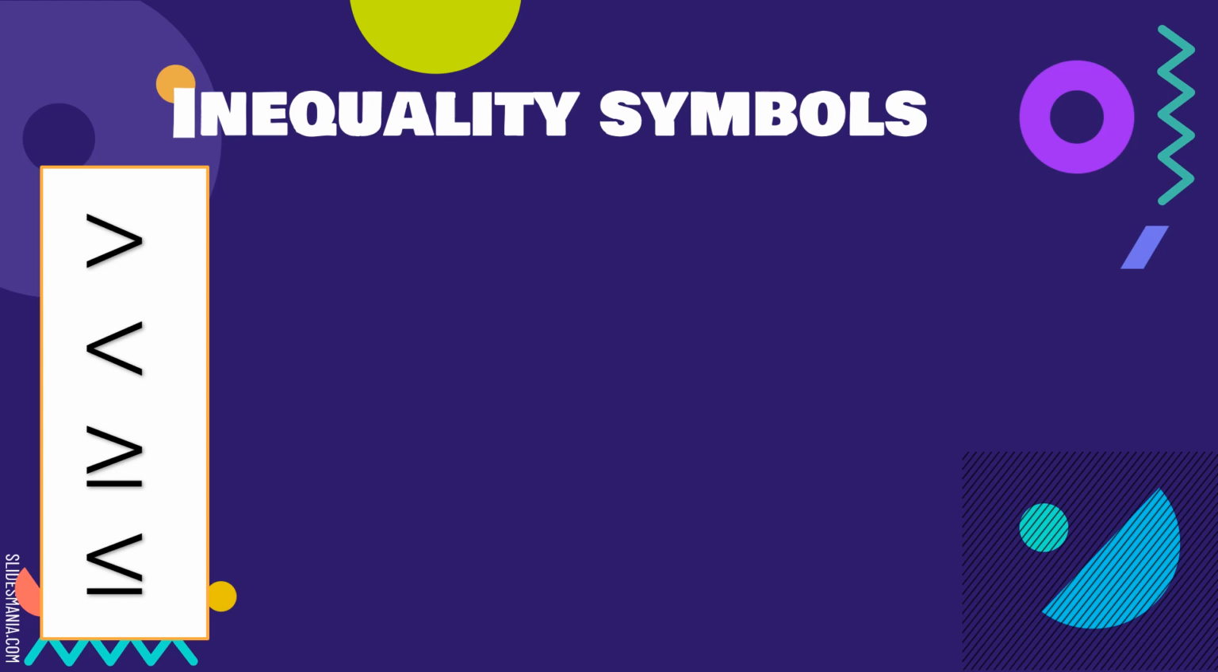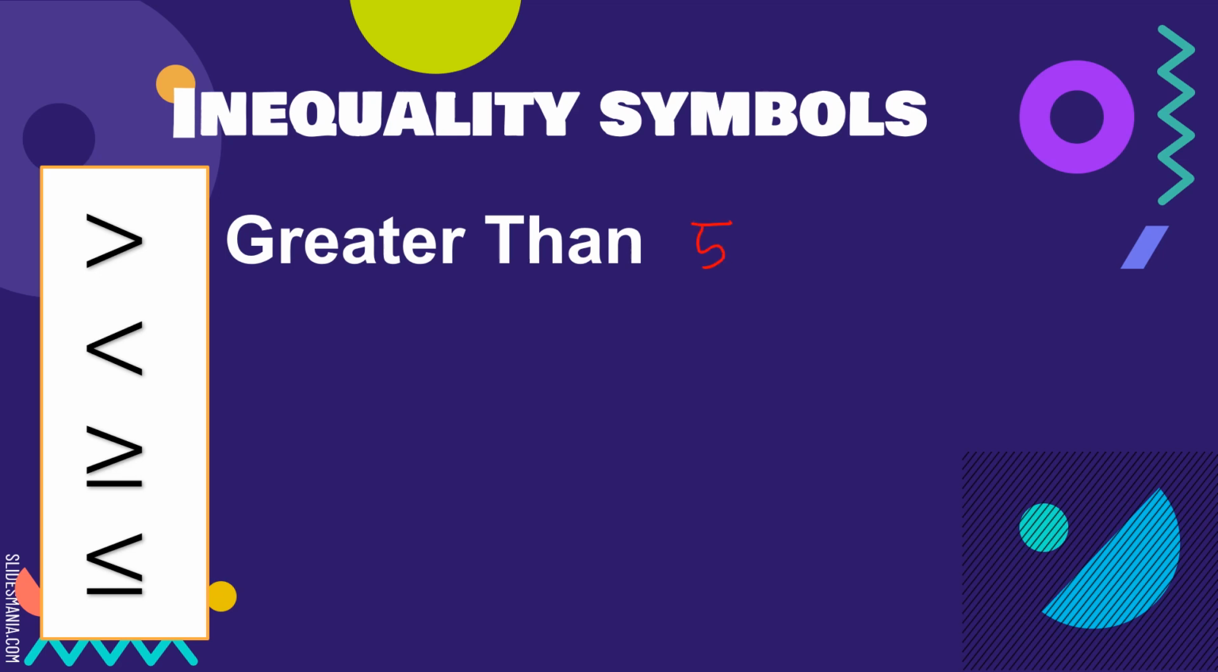Let us review the symbols of inequality. The first one is greater than. Example for that is we have here 5 is greater than 3, 10 is greater than 7. Notice that we are going to read it from left to right. So that is how we are going to read it.